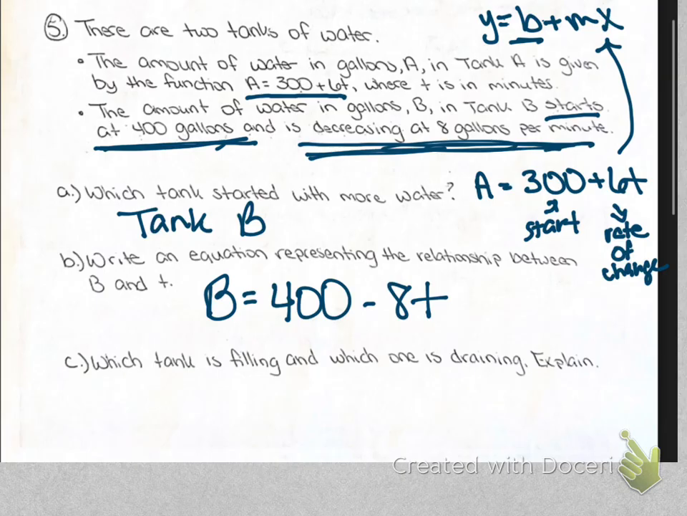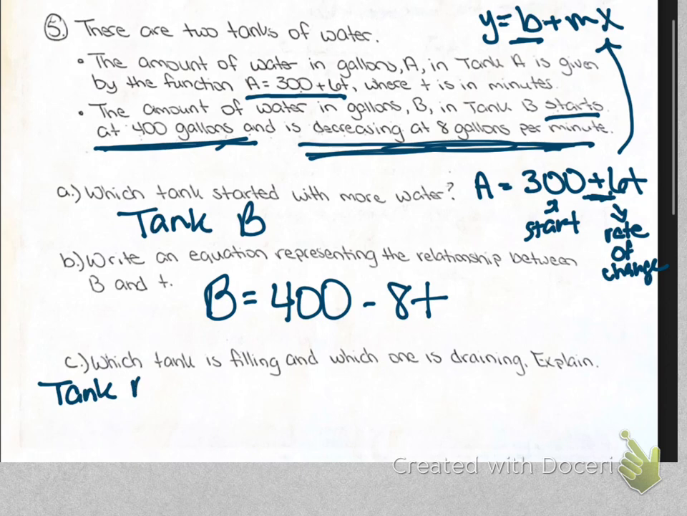Alright, part C. Which tank is filling and which one is draining? So when we did this problem in the lesson itself, we talked about the slopes. So when we're adding our rate of change in the equation, that's a positive slope. That meant the tank was filling up. When we are subtracting, or if it's negative, that's a negative slope. So that means it's draining. So negative slope's draining, positive slope is filling. So if we look at tank A, A equals 300 plus 16t. This plus sign here means that it has a positive slope. So that means it is filling.